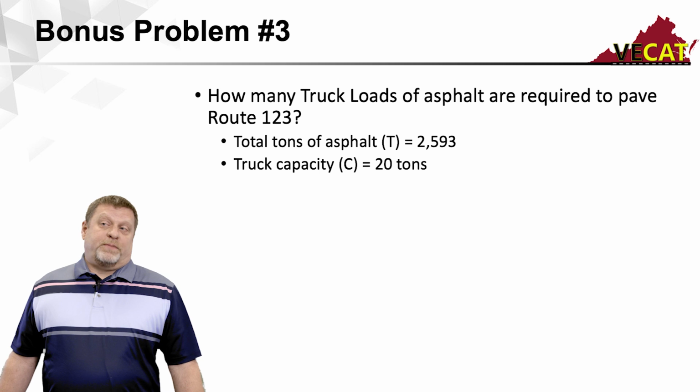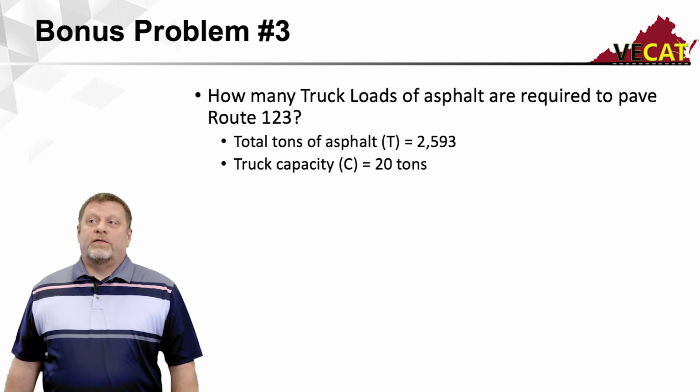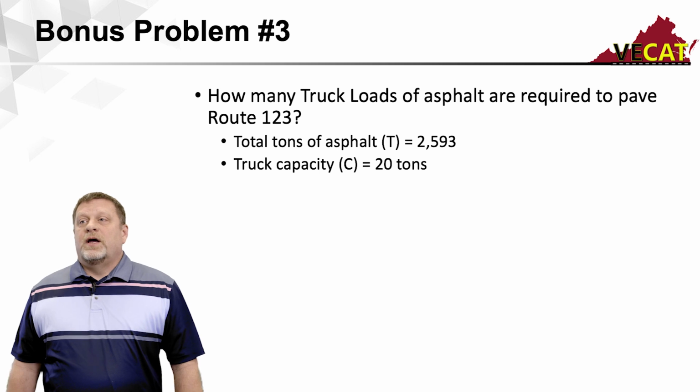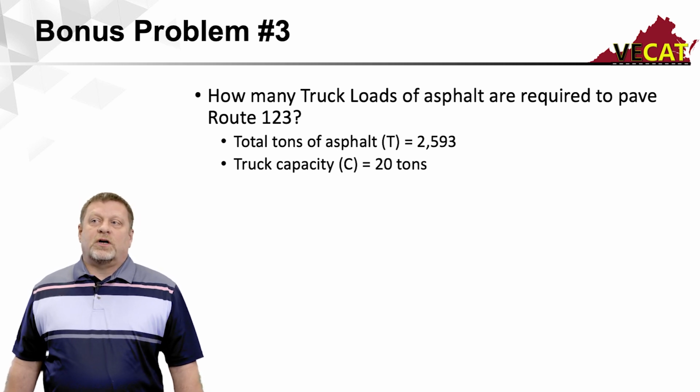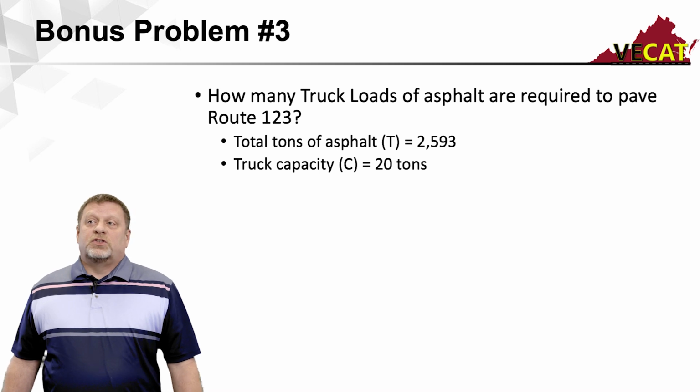Now, if I've paved this roadway for 2,593 tons, what I need to know is how many truckloads of asphalt are required to pave it. And we'll just call it Route 123. Well, typical or average truck capacity is 20 tons. So how many loads is that going to take for me to complete this roadway?